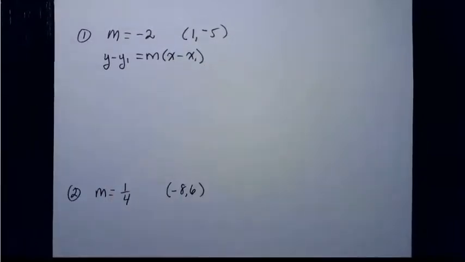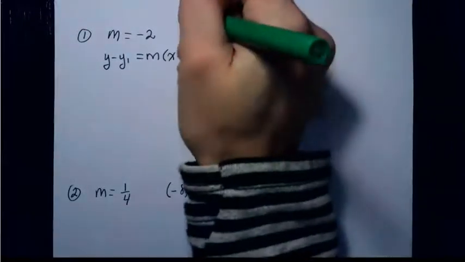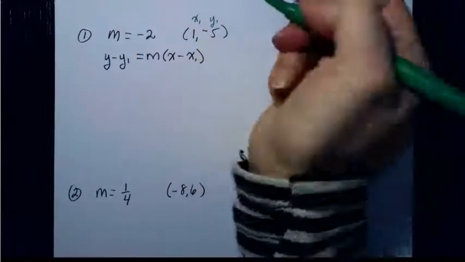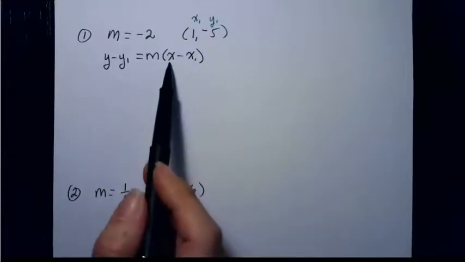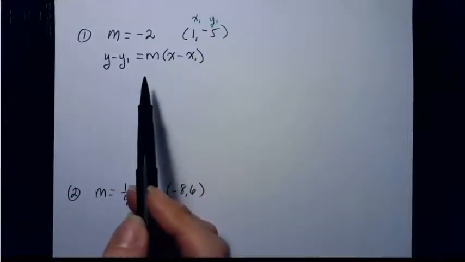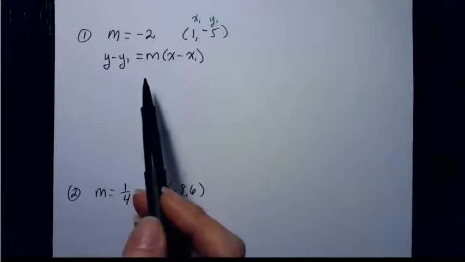The x1 and y1 are the point. I like to label my point x1, y1, just so I remember where everything goes in the formula. So I'm going to substitute in what I have. The y and the x just stay y and x, right? Because we're writing an equation, so our equation is still going to have y and x in it.